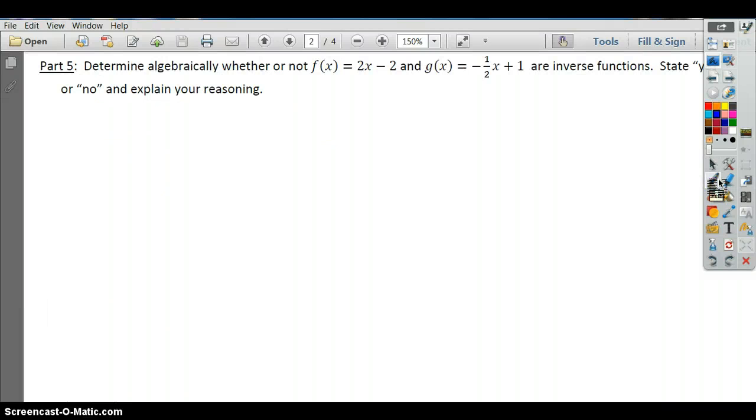As far as part 5 goes, we're going to check it algebraically. I think the easiest way to do this is to literally switch the x's and y's.